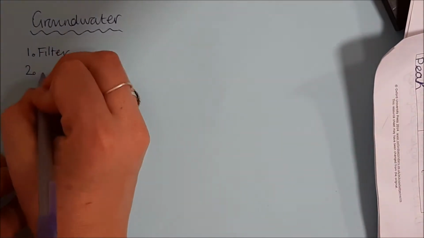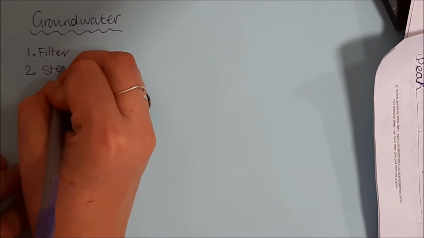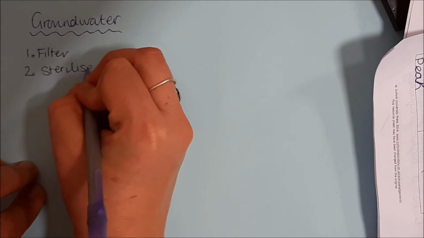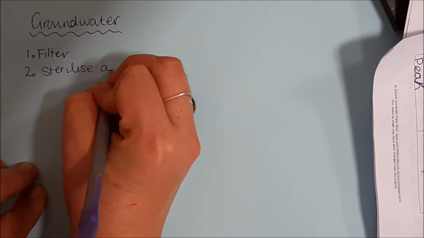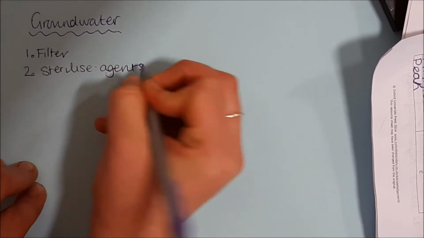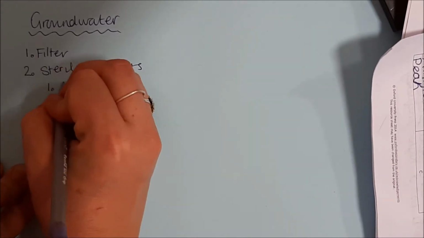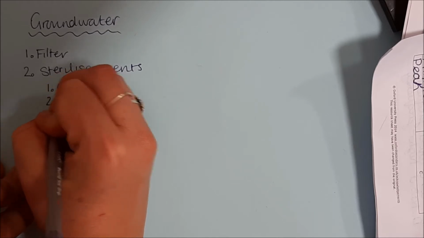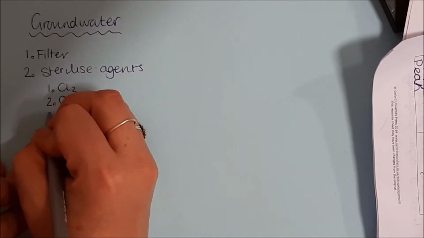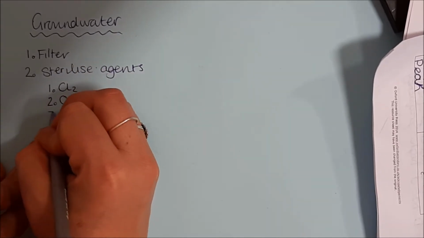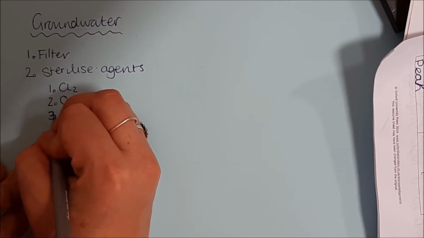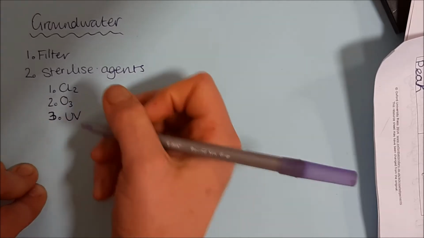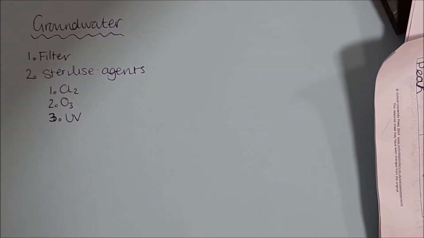And then the second thing we need to do is sterilise it, with sterilising agents. There are 3 agents that you need to know. 1, Cl, chlorine gas, which is chlorine. Number 2 is O3, which is ozone. And the other thing we can use is ultraviolet light. You need to learn those 3 sterilising agents.